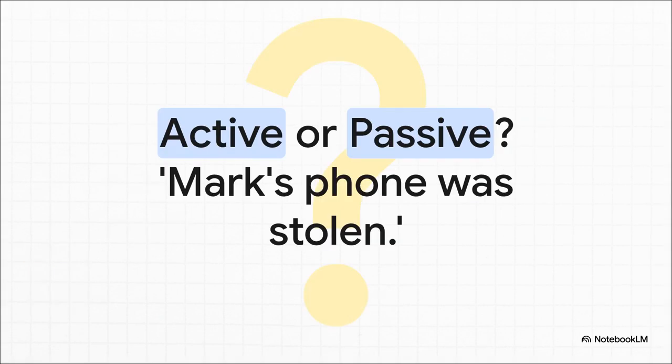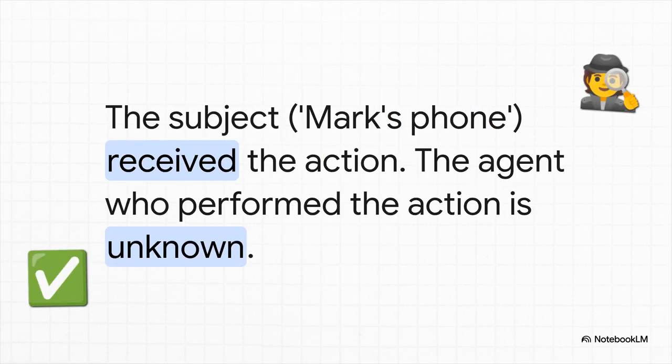Okay, last one. This is a classic. Mark's phone was stolen. What's the verdict on this one? Yep, that is absolutely 100% passive. The subject is Mark's phone, which clearly isn't doing anything. It received the action of being stolen. And notice, the agent, the person who did the stealing, is completely unknown. This is a perfect, real-world use of the passive voice.